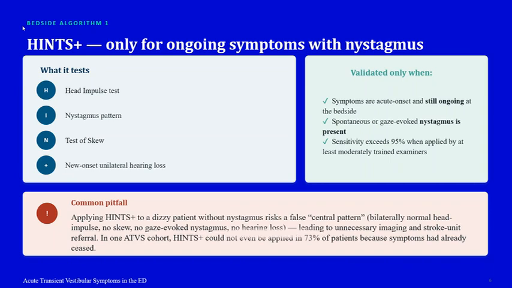A common pitfall is applying HINTS plus to a dizzy patient without nystagmus, which risks a false central pattern: bilaterally normal head impulse test, no skew, no gaze evoked nystagmus, no hearing loss, leading to unnecessary imaging and stroke unit referral. In one acute TBS cohort, HINTS plus could not even be applied to 73% of the patients because the symptoms had already ceased.